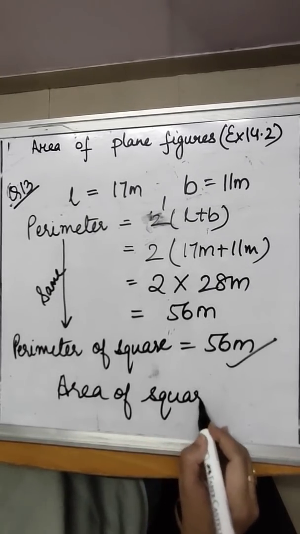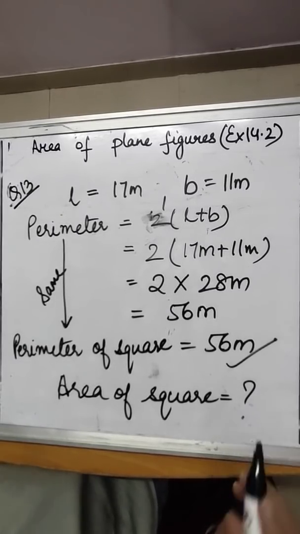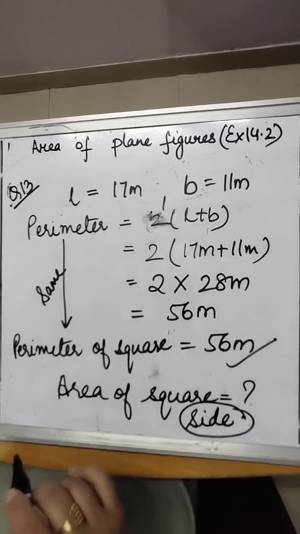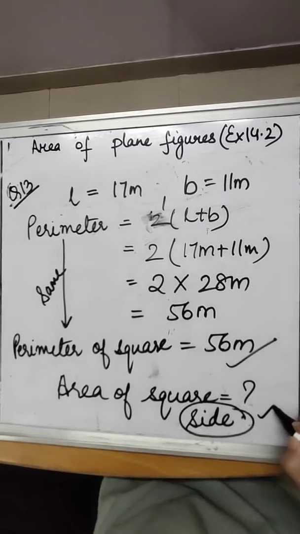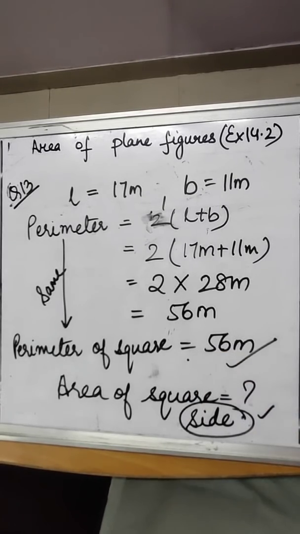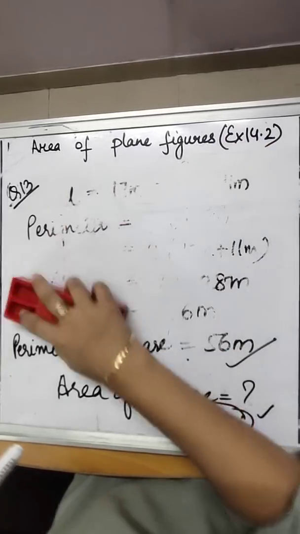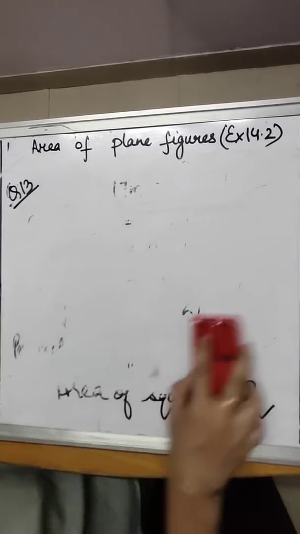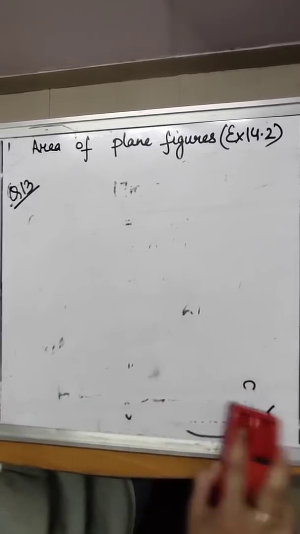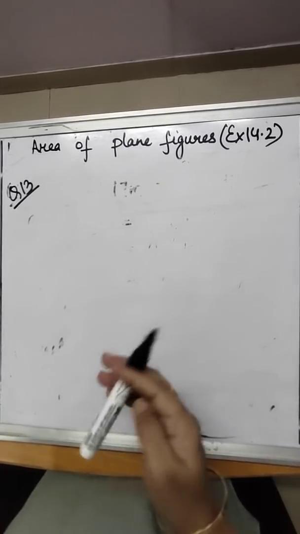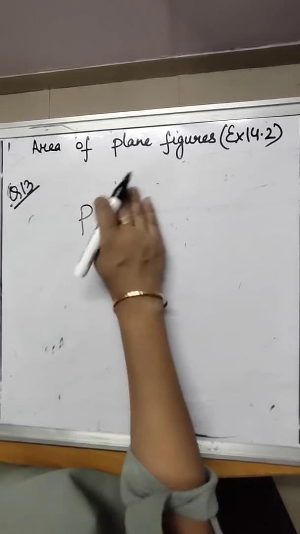And how I can find out area of the square? I should know side of the square. Now how do I get the side of the square? With the help of the perimeter. With the help of the perimeter, can we get the side of the square first? So yes, we can get the side of the square. So let's first find out the side of the square. Once I have the side of the square, I can find out the area.